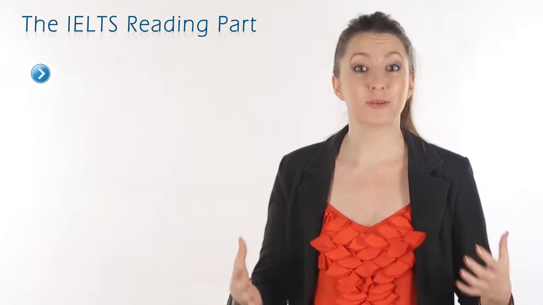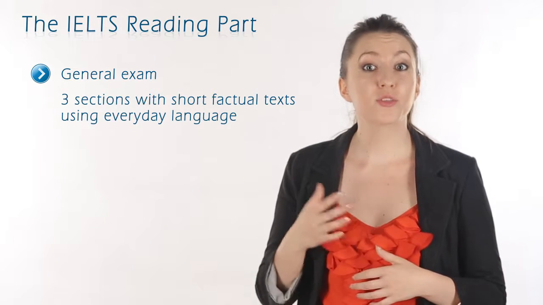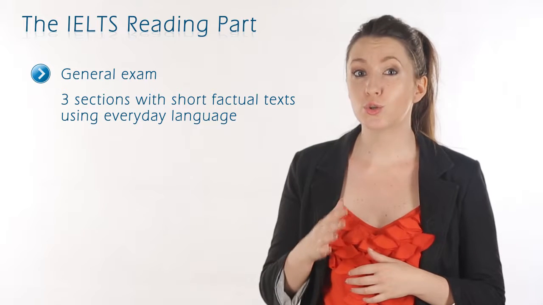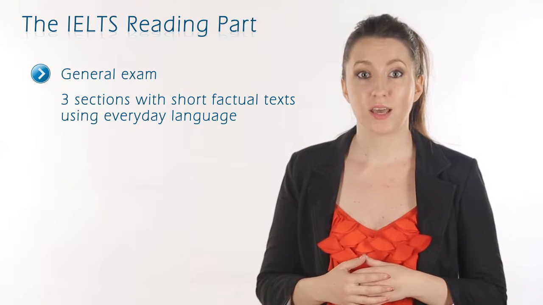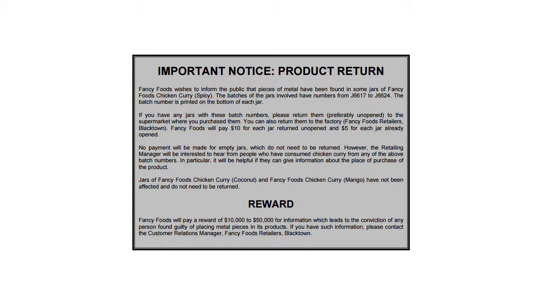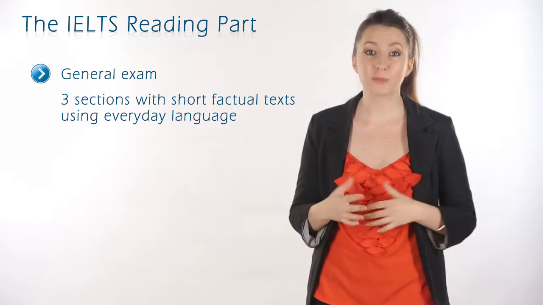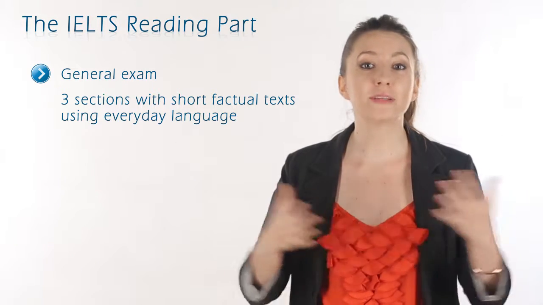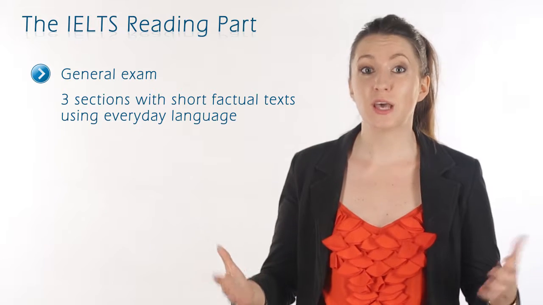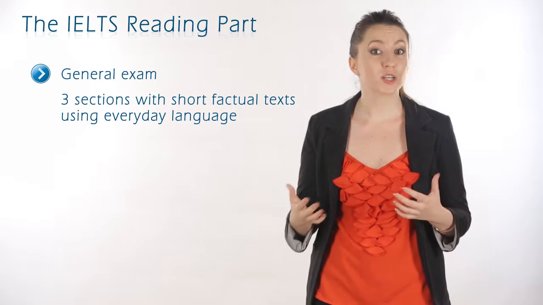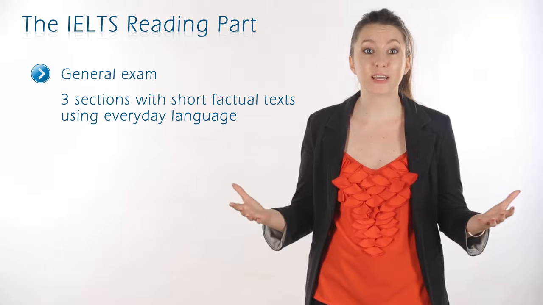Let's start with the general exam. First, there are 3 sections which contain short, factual texts. They look similar to this. But they can also be a little bit different. They will be about everyday life, such as advertisements, emergency information, instructions, or many other common everyday things you might read.